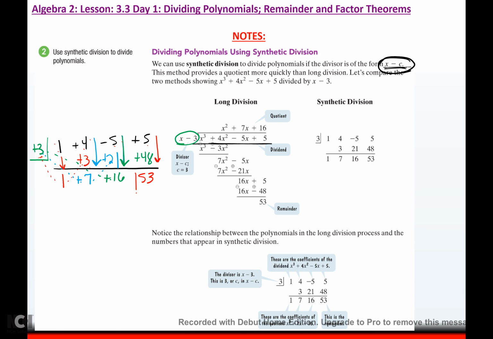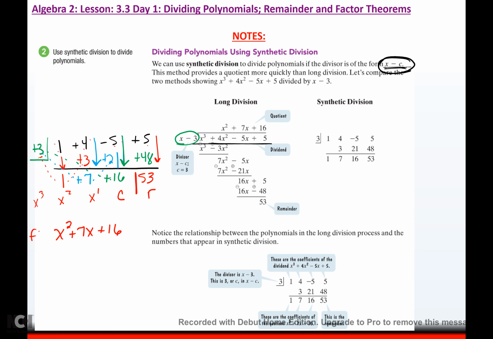Now, that last number is always going to be the remainder. The one in front of it is always going to be the constant. The one in front of that is going to be the first degree. The one in front of that is the second, and it keeps going. So my answer is 1x squared plus 7x plus 16, remainder 53.